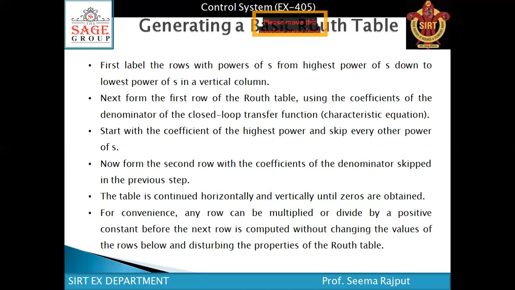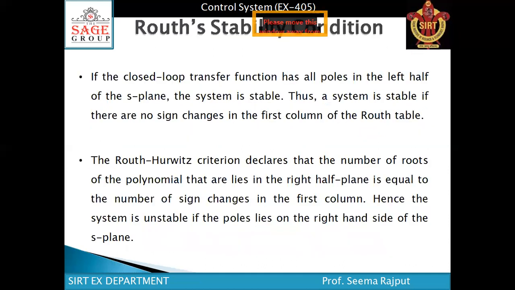For convenience, any row can be multiplied or divided by a positive constant before the next row is computed without changing the values of the rows below, without disturbing the properties of the Routh table.